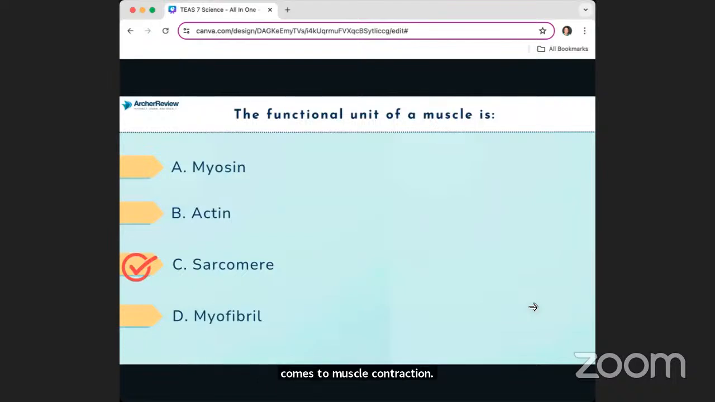Okay, next question. The functional unit of a muscle is... give yourself 1 minute to review the functional unit of a muscle.